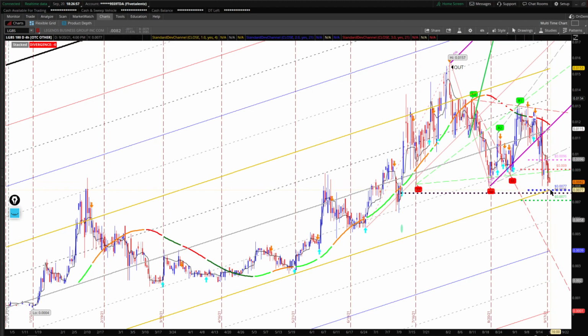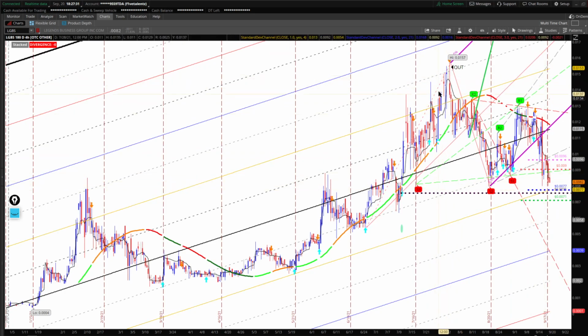I have the 4-hour support right here. The daily support is down here at 0071. So tomorrow I'm looking for LGBS to continue maybe downward to test and hopefully bounce off of 0077 or 0071 tomorrow. Then we would be filling out the move from up above the gold to down at the gold.